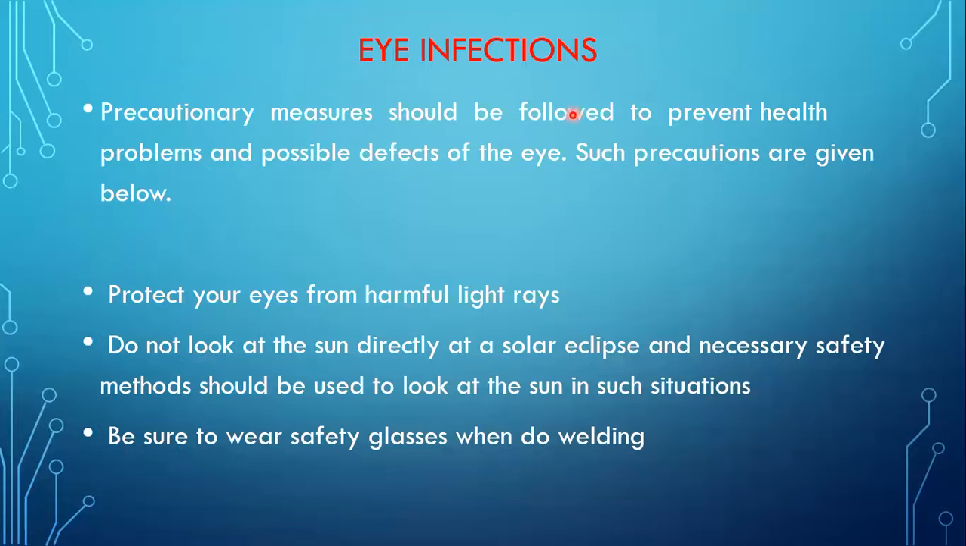Precautionary measures should be followed to prevent eye problems and possible defects of the eye. Such precautions are given below. Those precautions can be used to protect against eye infections. Protect your eyes from harmful light rays. Do not look at the sun directly during a solar eclipse, and necessary safety methods should be used to look at the sun in such situations.